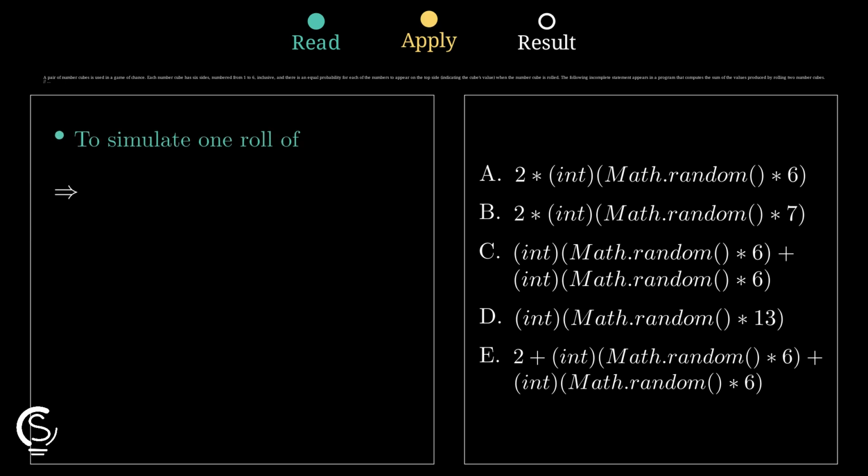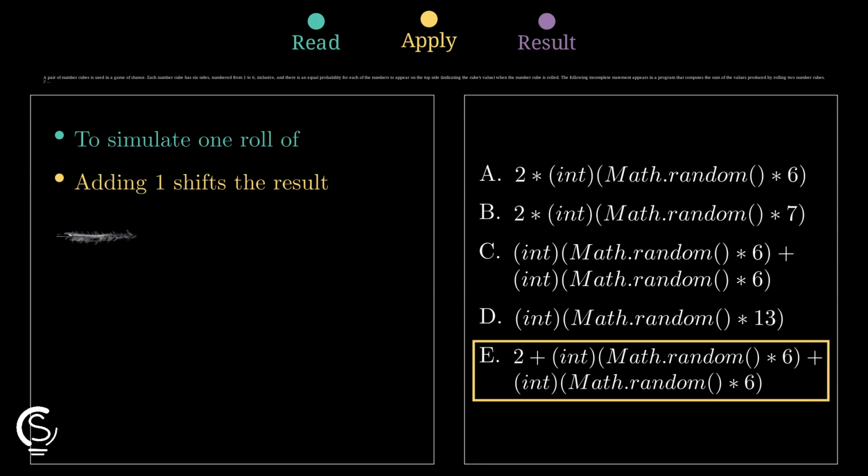Since we are rolling 2 separate cubes, we need to repeat this process twice. Adding those 2 separate expressions together simplifies perfectly to option E. This correctly simulates the sum of 2 independent 6-sided dice. You nailed it!